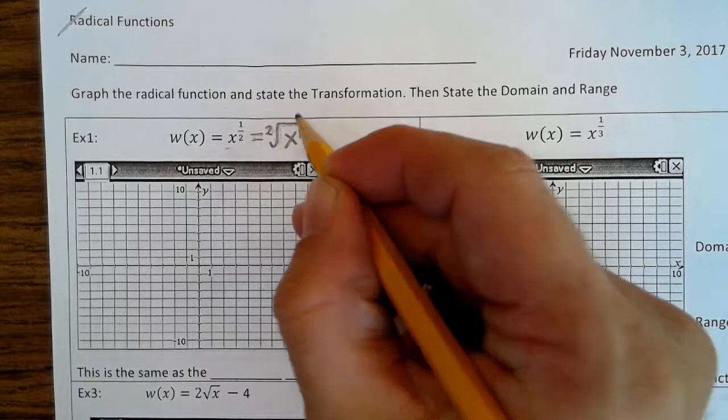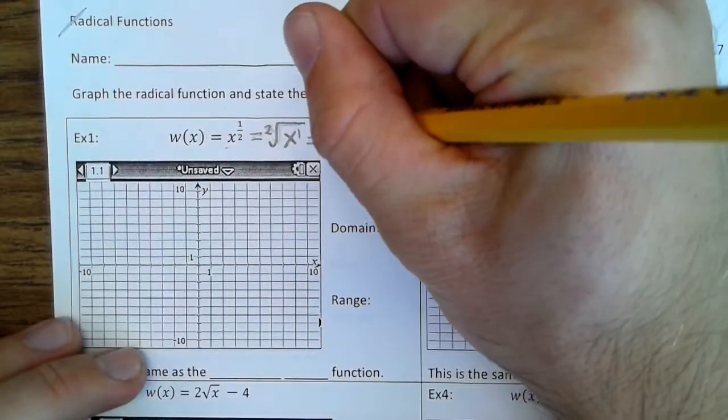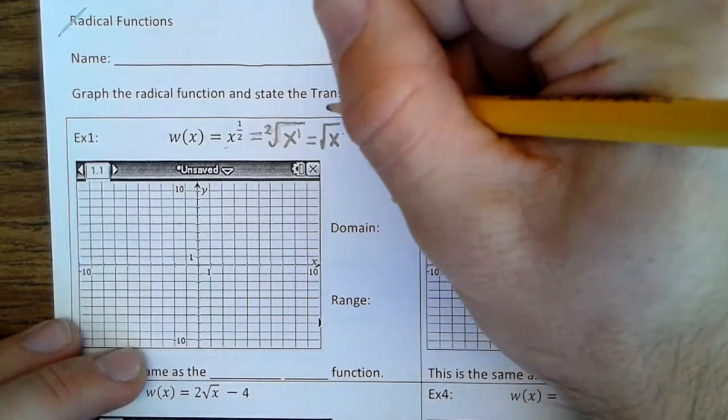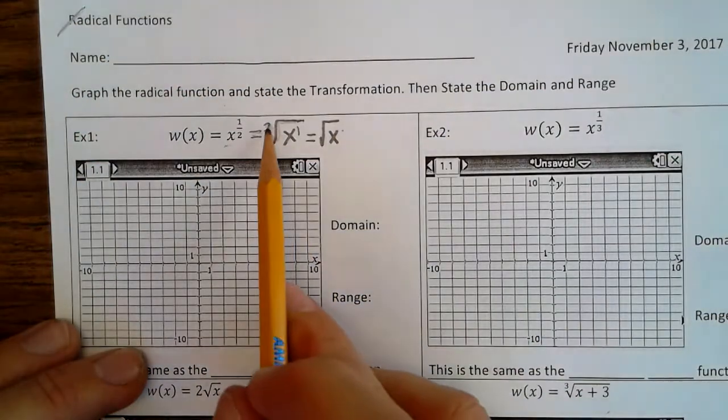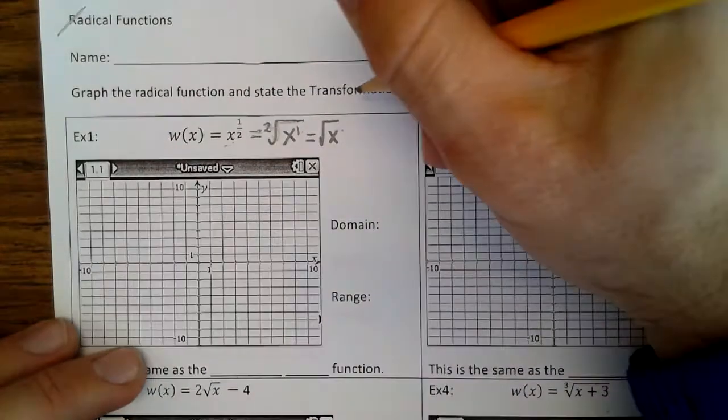x to the first power. Now, we usually don't write that. We just write it as the square root of x. We don't usually write the 1 or the 2, but technically that's where the 2 and the 1 go when it's written that way. All right, so now we're going to graph.